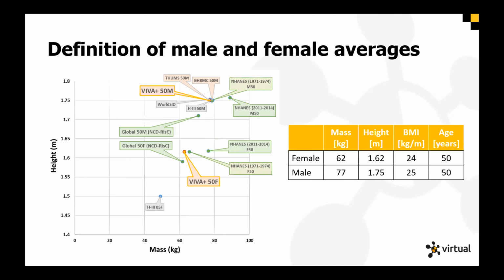In addition to the Schneider study, which defines the mass and stature, we also decided on an age to use for the model. And here we decided to use 50 years of age, which is the average age of the European adult population.